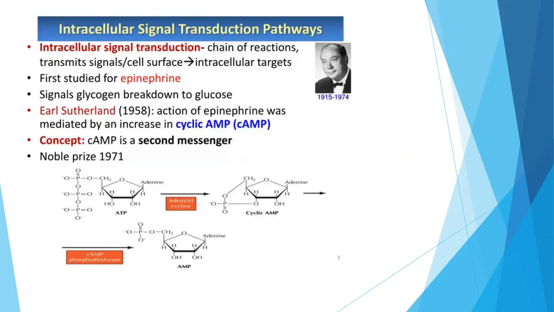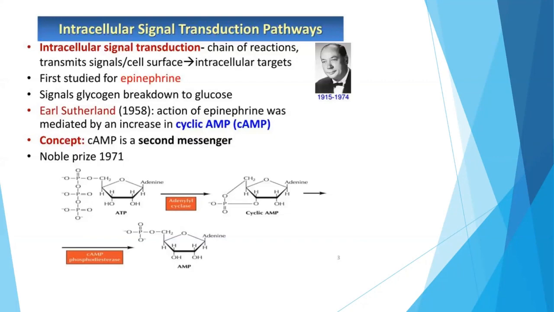Now, the intracellular signal transduction pathways. So we have talked about the molecules, we have talked about the receptors, and now let's talk about some pathways. So intracellular signal transduction pathways are a chain of reactions which transmits the signals of the cell surface towards the intracellular targets. It was first studied for epinephrine, and it signals the glycogen breakdown to glucose. So this is the man who invented this pathway, who studied this pathway.